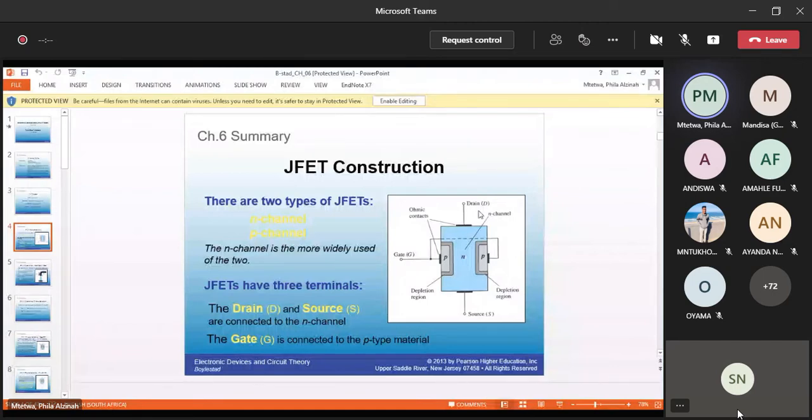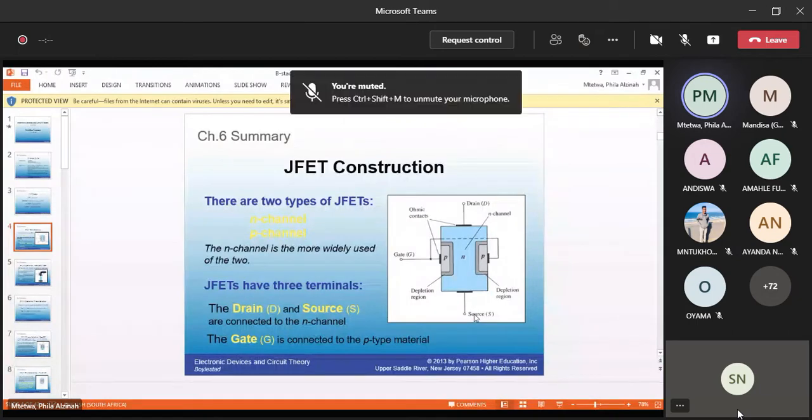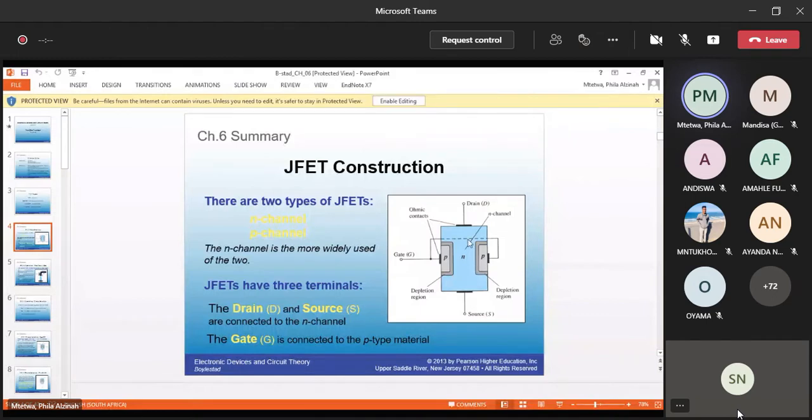The current flows from the source through to the drain. So your gate, like the name suggests, is the one that determines the width of the channel. These are your substrates, your P at the extreme ends. Those are your substrates, and that's your channel. So you get your current to flow from the source through to the drain, depending on the width that we have.